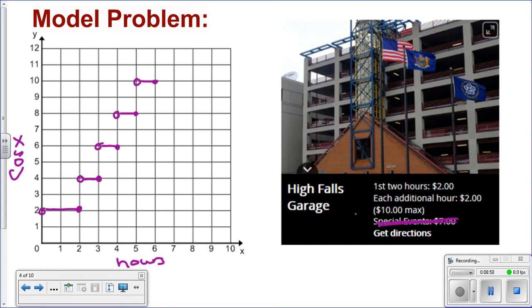And oops, I missed something here. It says there's a $10 maximum here. So what that means is they're not going to charge you anything more than $10. So actually I need to take off this closed circle and do that. So there's our step function for this one.